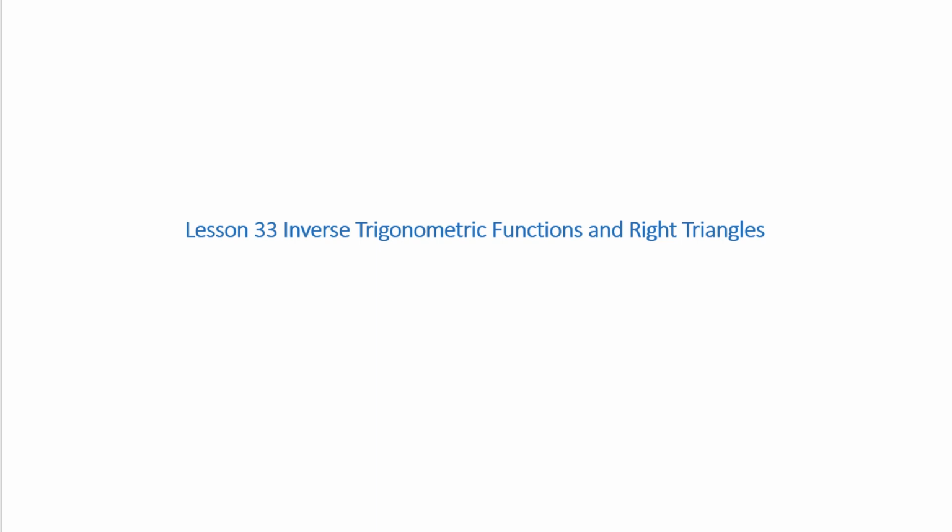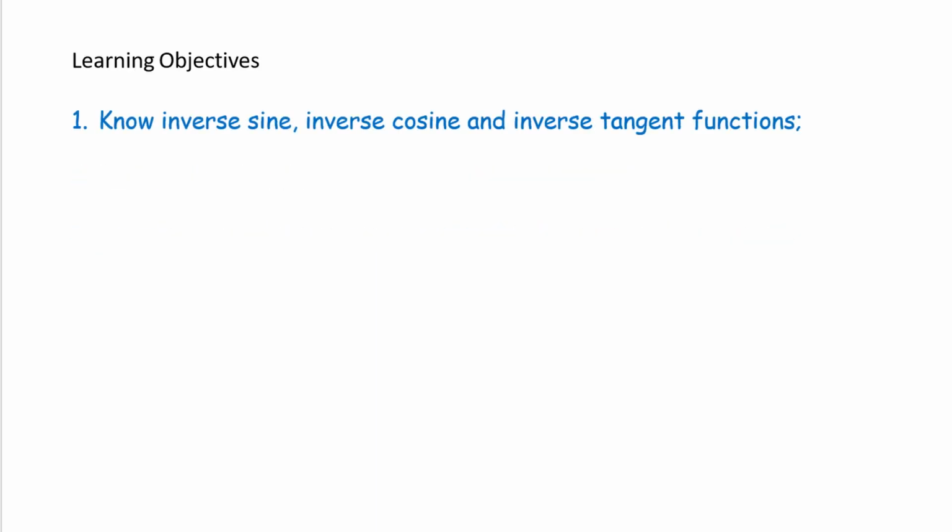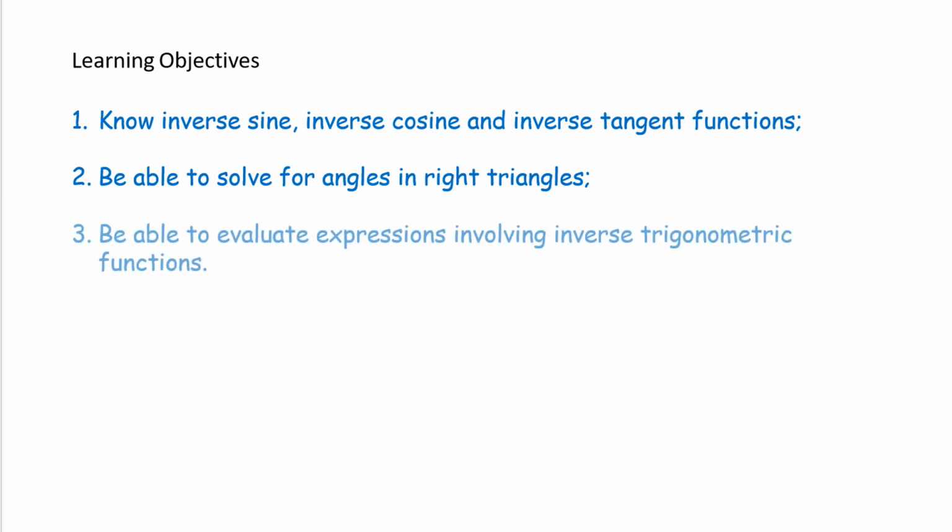The objectives of this lesson are: 1. Know inverse sine, inverse cosine, and inverse tangent functions. 2. Be able to solve for angles in right triangles. And 3. Be able to evaluate expressions involving inverse trigonometric functions.